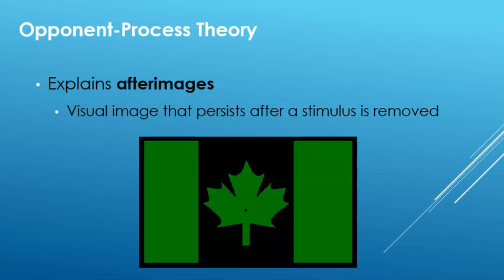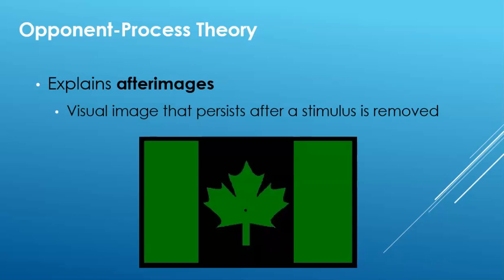And what the opponent processing theory does is that it explains after images. So this is a great example here, an image of the Canadian flag, obviously, but in what would be the opposite or the off settings for the cones. So remember, one cone is red or green, so the parts that should be red in the image are now green. And then another cone is black or white, so the parts of the flag that should be white are currently black. So an after image is a visual image that persists after the stimulus is removed.